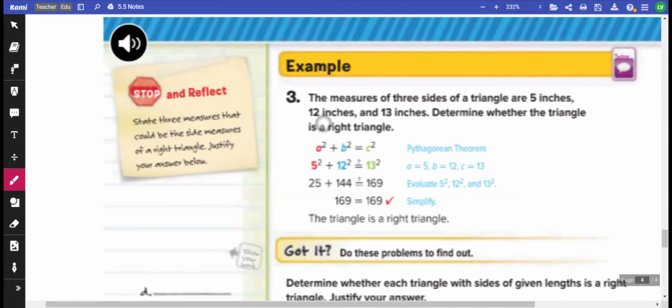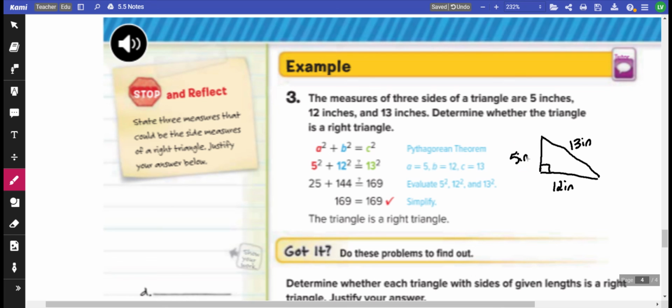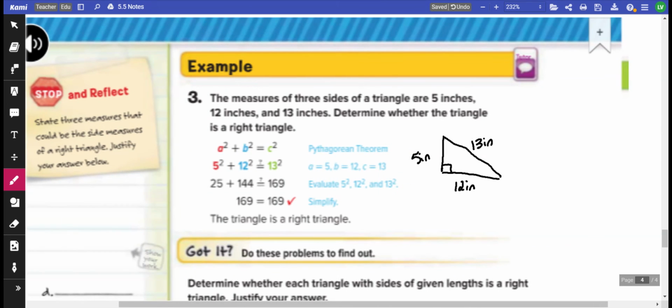So let's look at example number 3. We have measures of 3 sides of a triangle, 5 inches, 12 inches, and 13 inches. We're going to determine if this triangle is a right triangle. I'm going to take the longest side, which is 13 inches, and label that. Then I have 12 inches and 5 inches. It can be labeled in whatever order, that part doesn't matter. So I have a squared plus b squared equals c squared. I'm going to make 5 a, 12 b, and 13 has to be c because it's the hypotenuse.